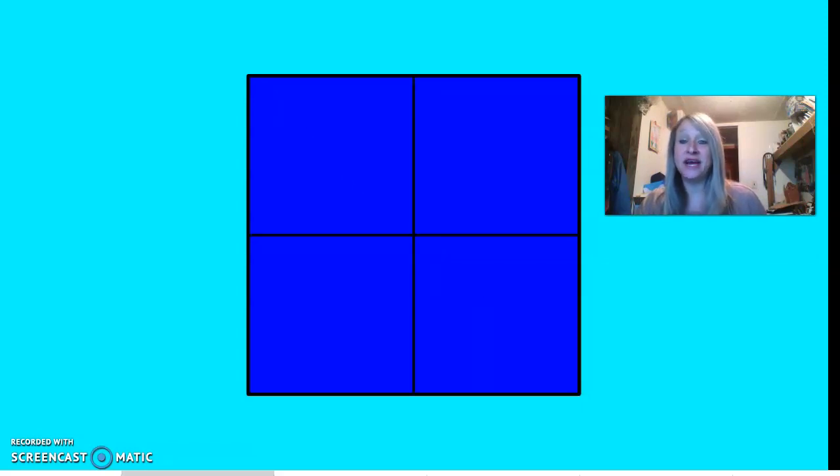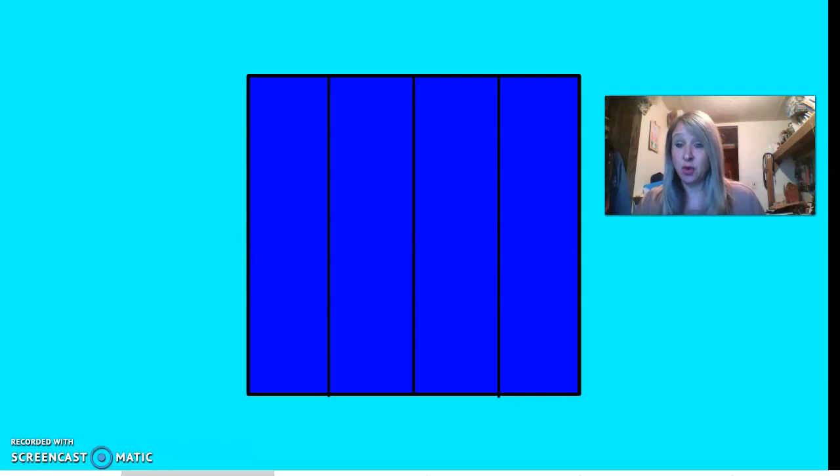Now I want to divide it into fourths. So I'm going to draw 4 equal parts. Partition the shape into 4 equal parts. Is each part the same size? Yes. Do I have 4 parts? Yes. Do I have fourths? Yes, I do.